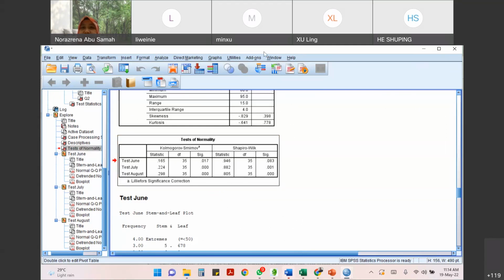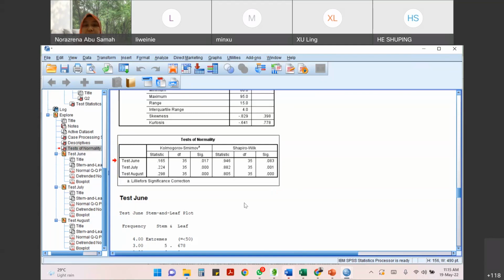So since one or two or all of the variables are not normal, since at least one of the variables is not normal, I cannot run the parametric test. Understand? So we have to run the non-parametric test. That's how we use it.